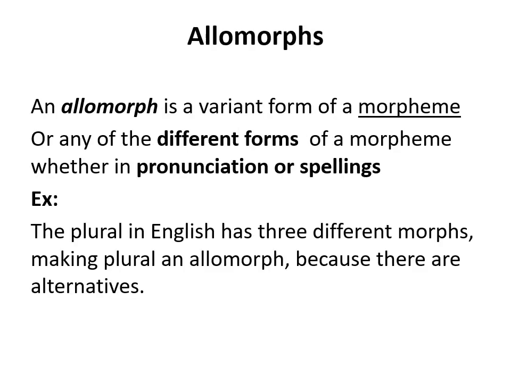So what is allomorphs? An allomorph is a variant form of a morpheme, or any of the different forms of a morpheme, whether in pronunciation or spellings. So in what way we pronounce the morpheme, or in what way we write, it means we are talking about pronunciation, phonetic descriptions, and orthographically, or means we are talking about spellings, in what way we write and in what way we pronounce those words. The plural in English has three different morphs, making plural and allomorphs, because there are alternatives.